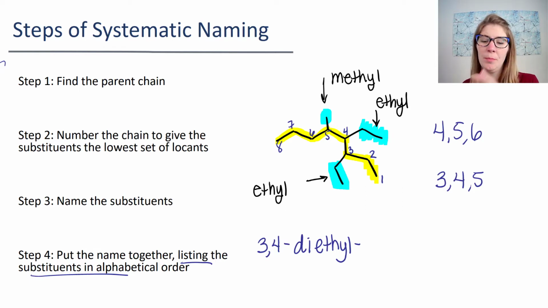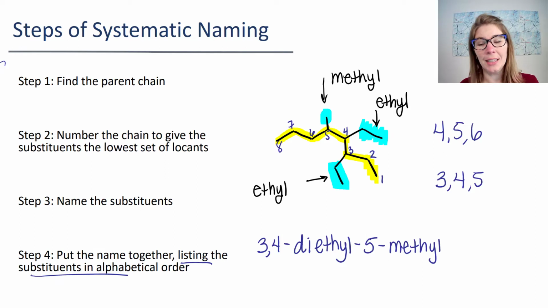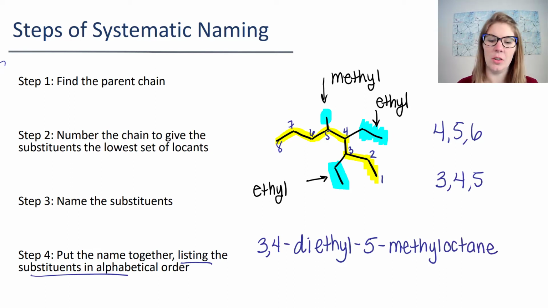Now I'm going to bring in the methyl, and between the L of the ethyl and the locant for the methyl, there's a dash, and then another dash. And now I'm going to say methyl. And when I end my methyl with the YL, now I bring in the parent. So this will be octane. So 3,4-diethyl-5-methyloctane is the name for this. So just remember that if you have 2 of the same substituent, you need a locant for each of them. You need to tell the reader there's 2 of them, and you put a comma between the locants.